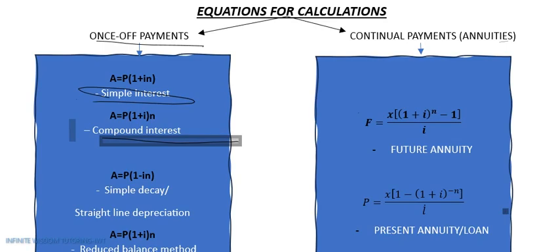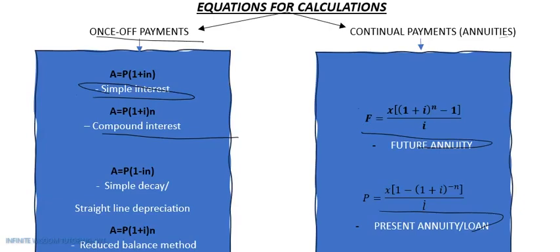Going further, we have the reduced balance method. And then on the continual payment, which is the annuities, we have the future annuity, and we also have the present annuity, also known as the loan. So just to know which formula to pick, as I said, visit lesson number 1. But to get to the calculations, let's go on with the lesson and see how we can actually calculate.